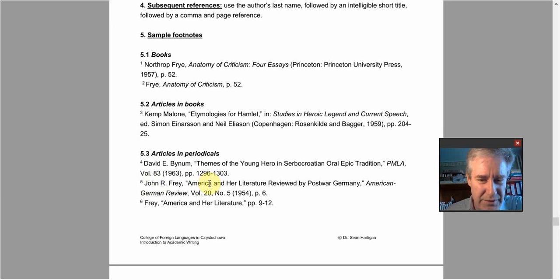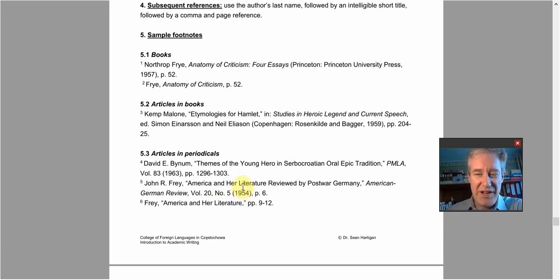Here's another example. In this case we've got volume 20, number 5. So some magazines have both volumes and numbers. Now, you don't need necessarily to know what these mean exactly. You just know that you have to include them in your footnote if the original source has this information available. So when you're looking at an article, if it says this comes from American German Review, volume 20, number 5, 1954, well, you put all that into your footnote.